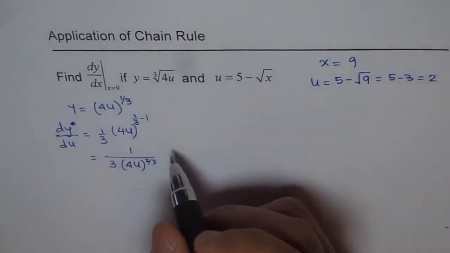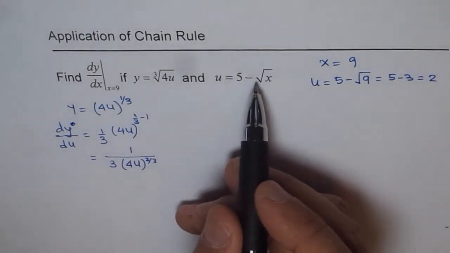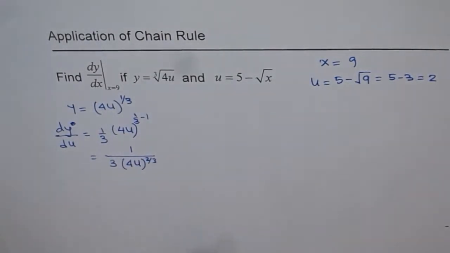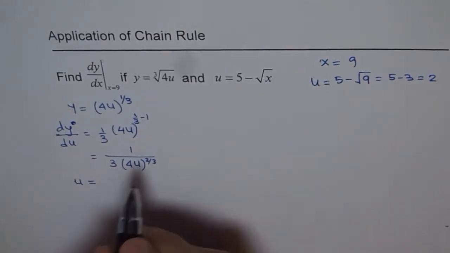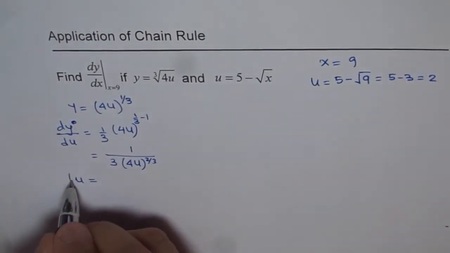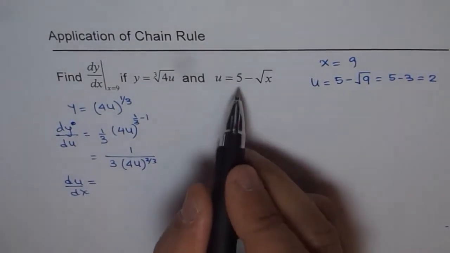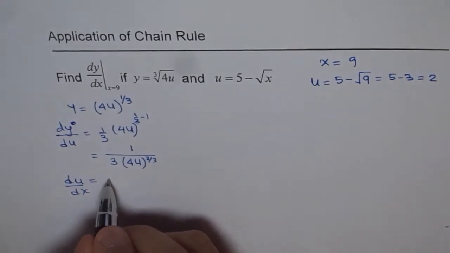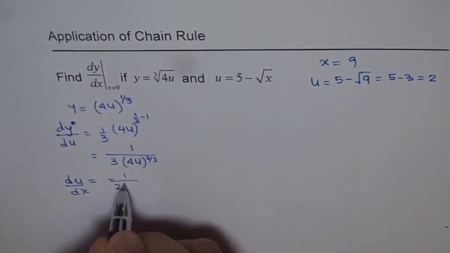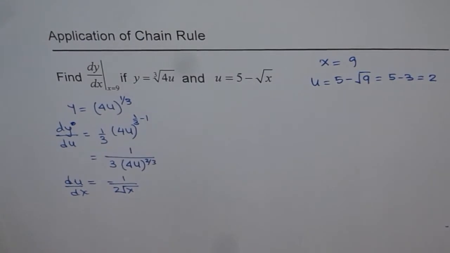Now, let's find the derivative of the second function with respect to x. The second function for us is u equals 5 minus square root of x. So we have du/dx equals, derivative of a constant is 0, and for negative square root of x it will be negative 1 over 2 square root of x. Now we know these two derivatives, then we can always find dy/dx, right? So dy/dx is the product of these two.